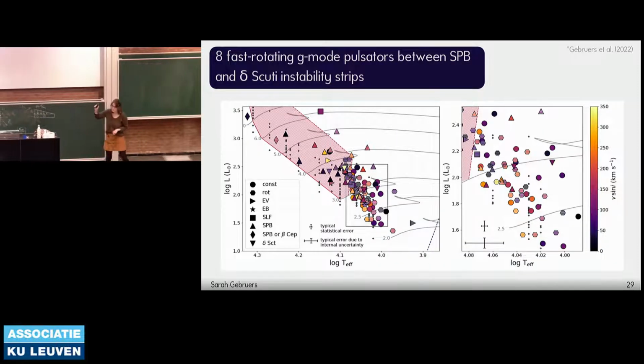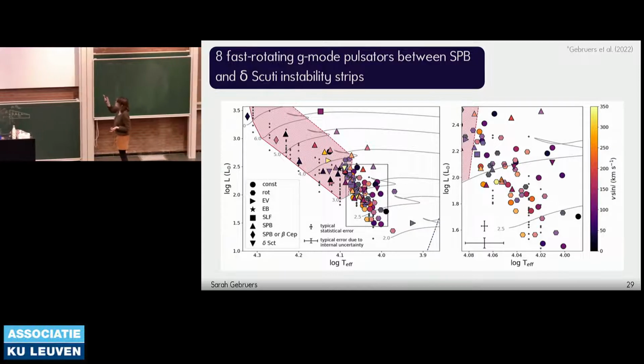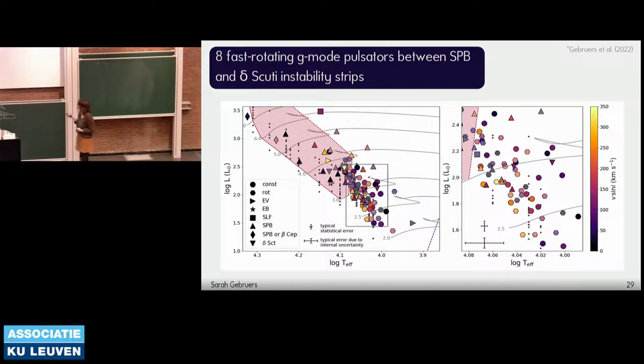The most important result from the paper, however, is shown in this plot. Here you have an HRD where we put all the stars in, and we mark them, so the different symbols are different types of variability. There are some tracks to guide your eyes, for different masses. This red shaded area is the region where we assume that SPB stars should lie, the SPB instability strip. And this line here is the outer edge of the delta Scuti instability strip.